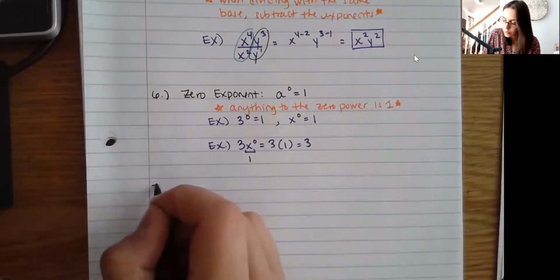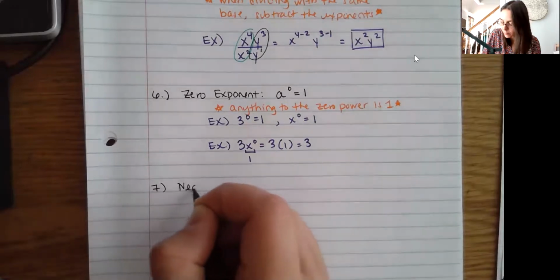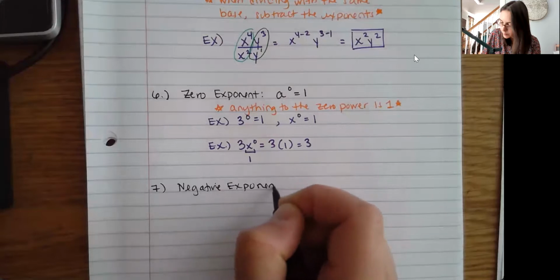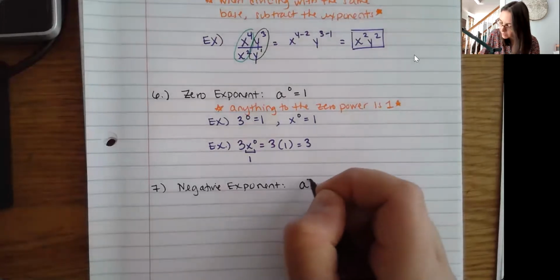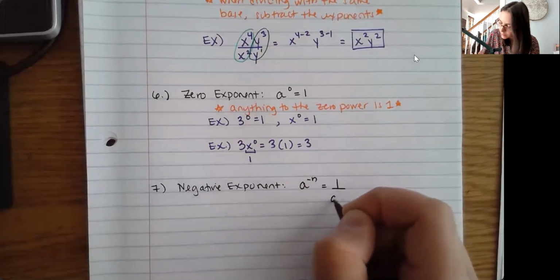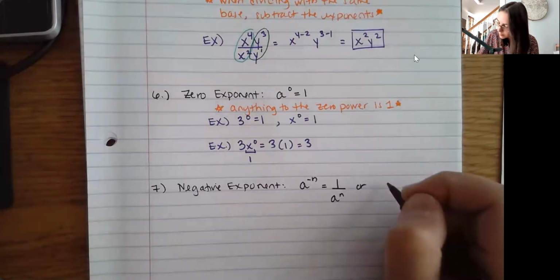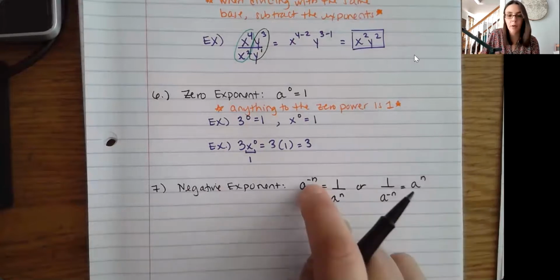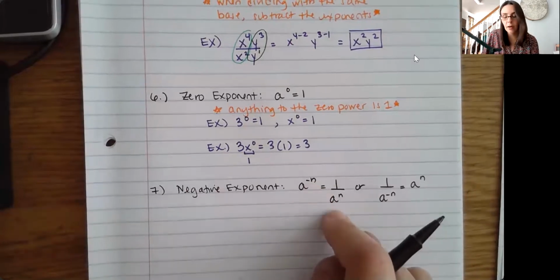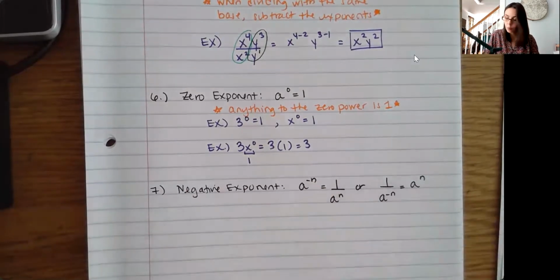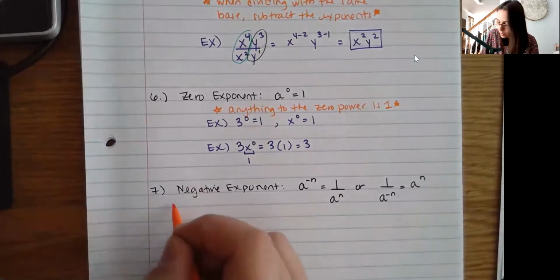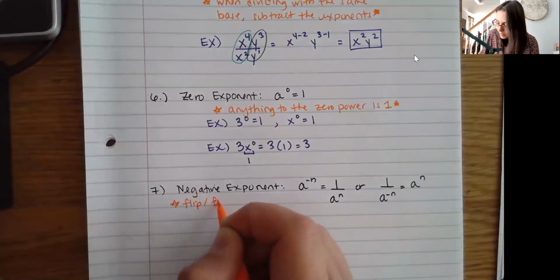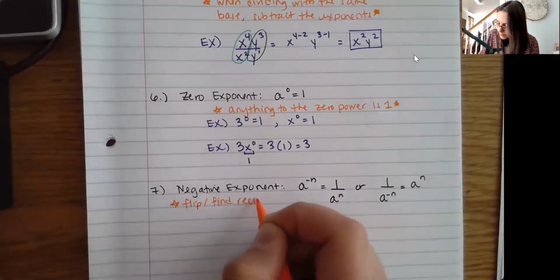And then the last rule we saw was that negative exponent. If you have a negative exponent, you are just going to take the reciprocal or flip. If the negative exponent occurs in the numerator, you bring it to the denominator. If it occurs in the denominator, you bring it to the numerator. So here, you may just want to write the word flip or find the reciprocal or something like that.